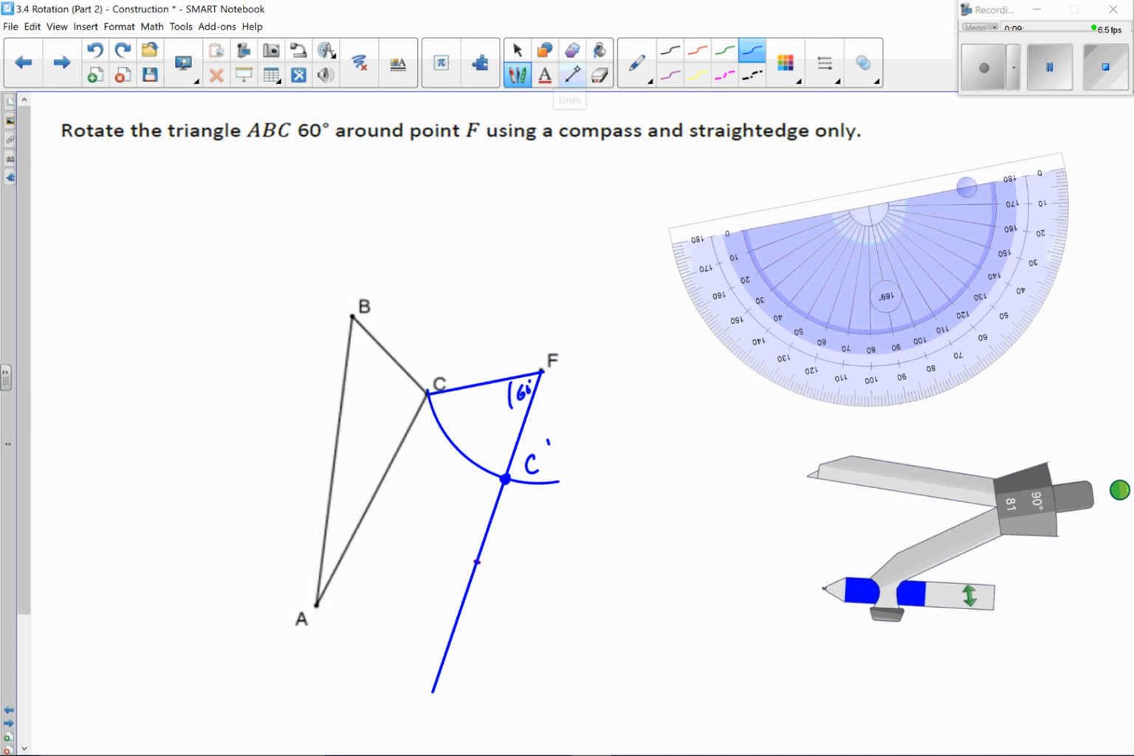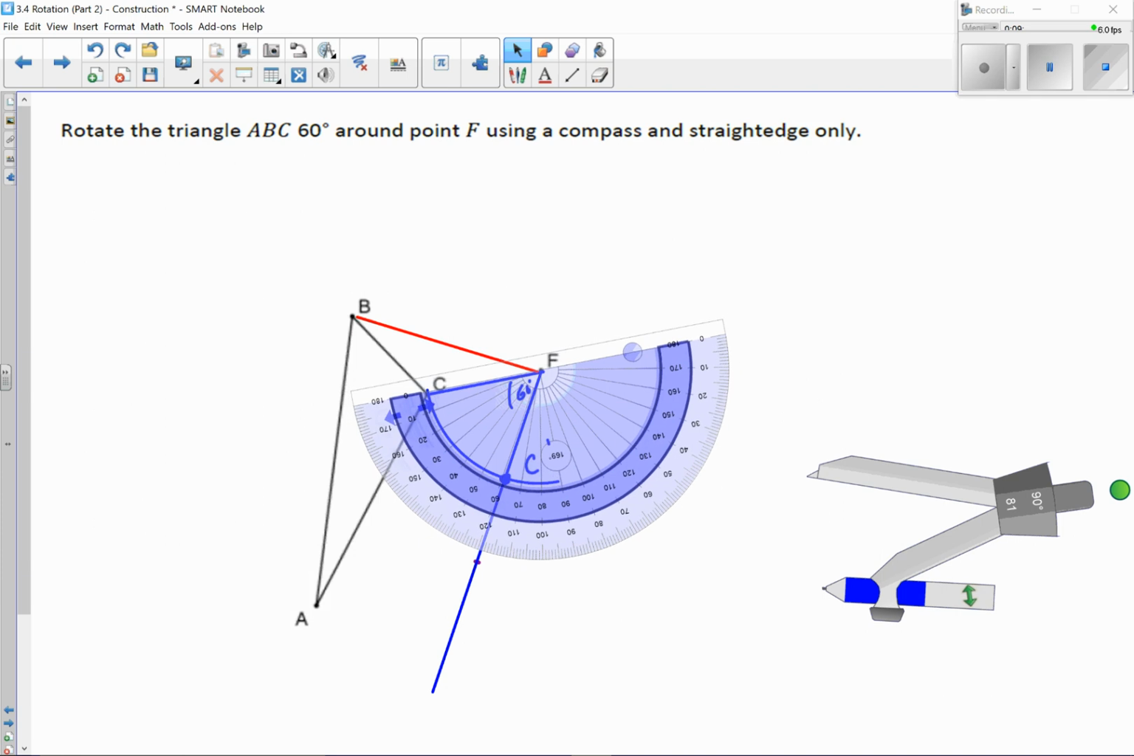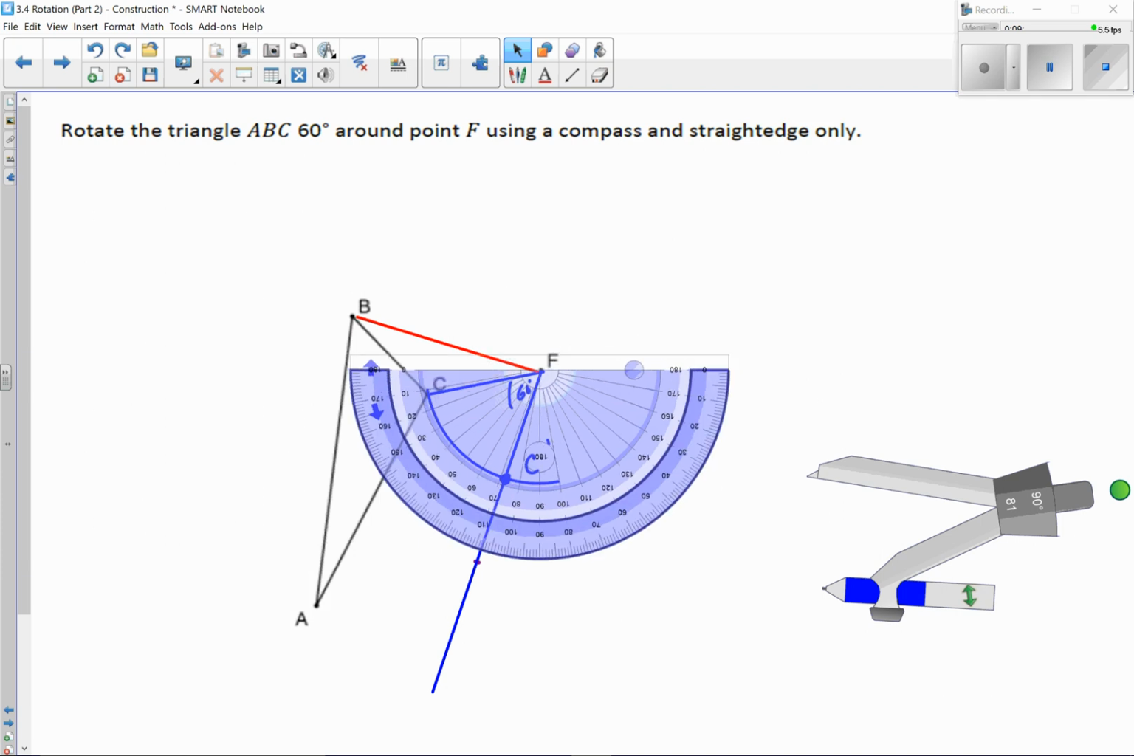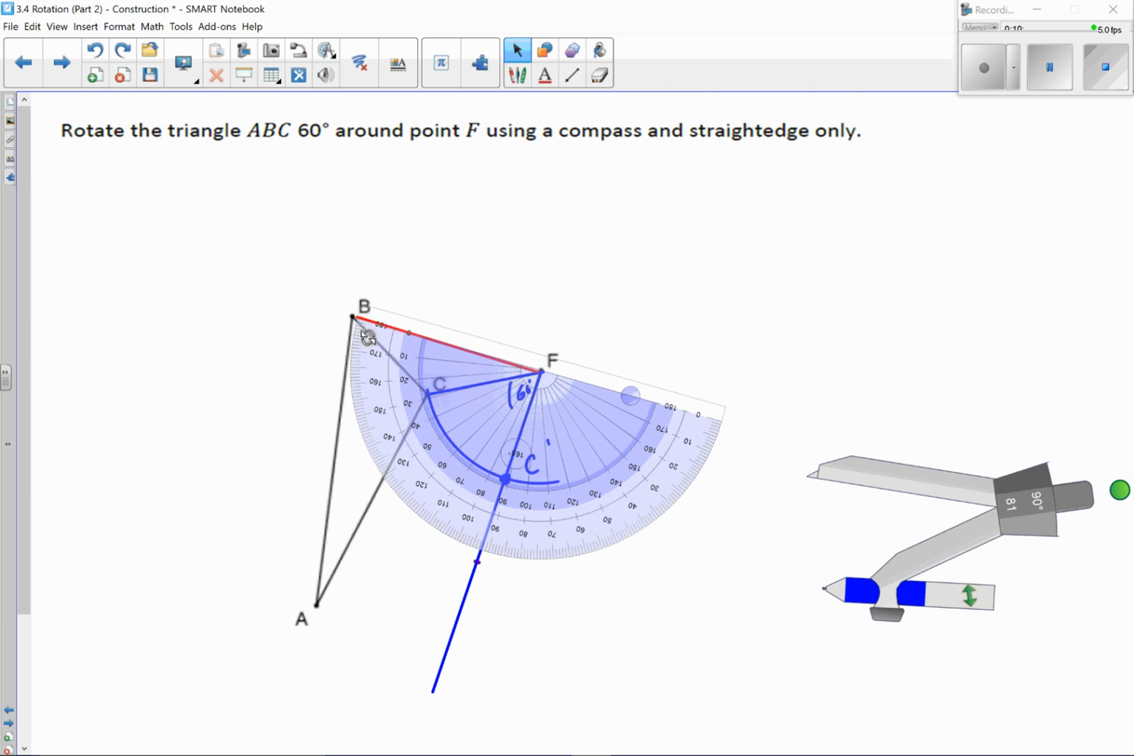I'm going to use a different color here for each of them so that it's easier to see. So let's see here. Let's do from B now. So let's go B to F. Again, I'm going to line up my protractor here. I want to put this right on the line segment BF, again, as accurately as possible. All right, I'm going to make a mark. Let's see, at 60.